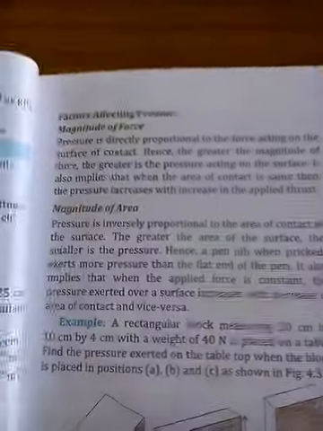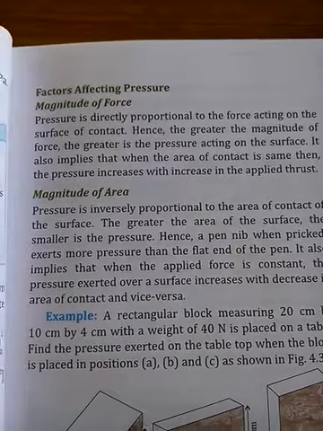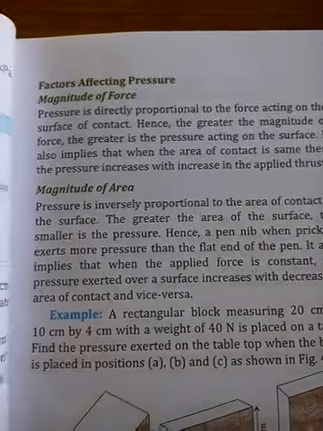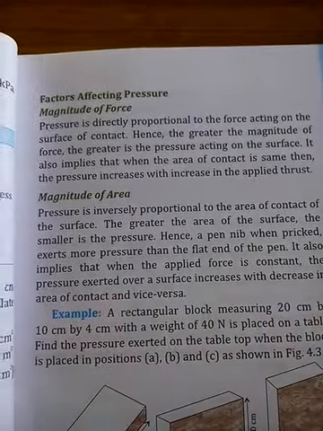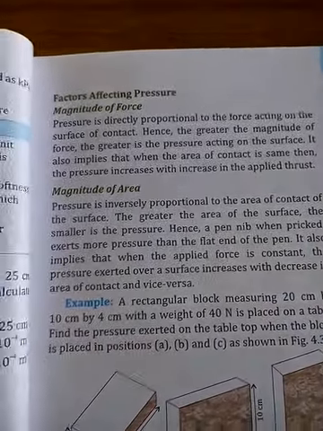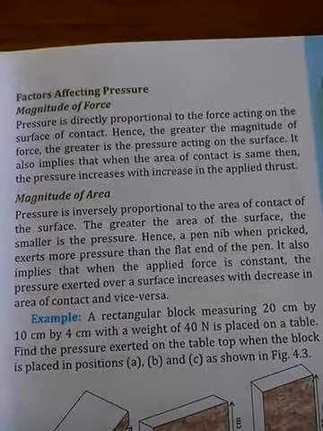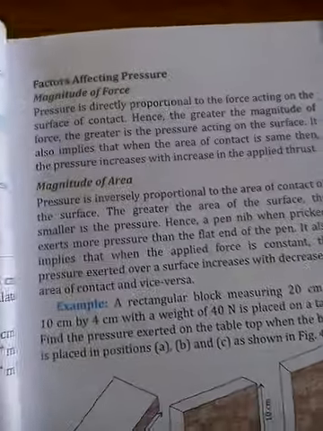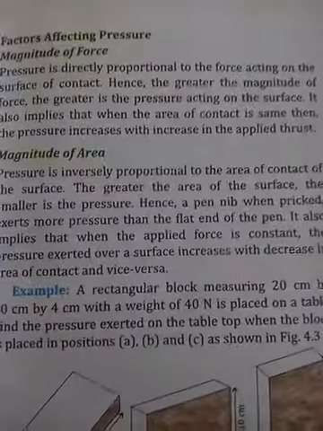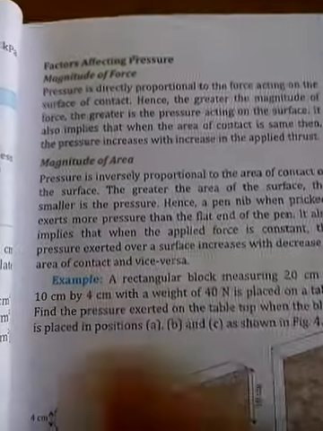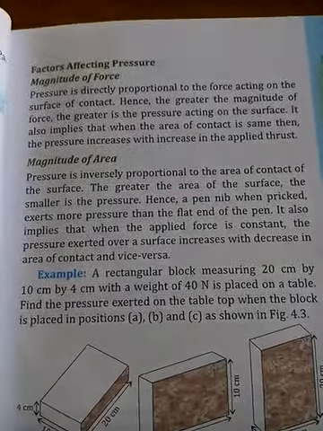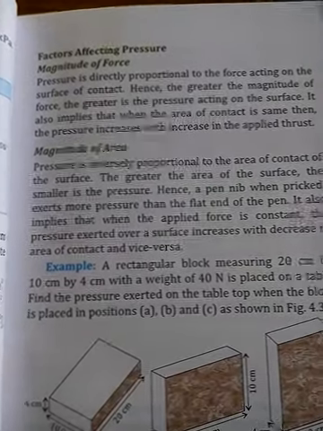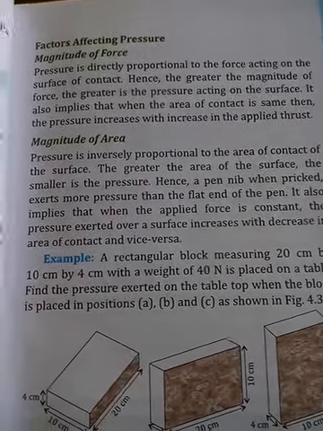Hence, the greater the magnitude of force, the greater is the pressure. Magnitude means value. The greater is the pressure acting on the surface. It also shows that when area of contact is same, then the pressure increases with the increase in applied thrust. So you just need to remember that if the value of force increases, then the pressure will also increase.